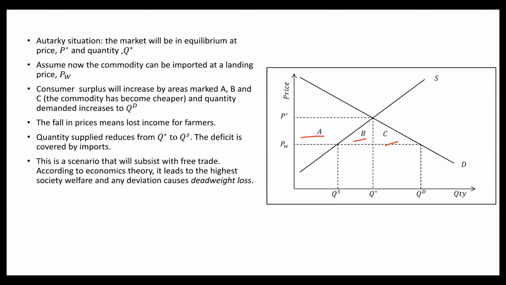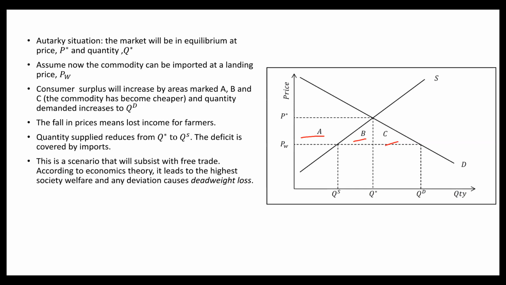So quantity supplied reduces from Q star to QS. These guys have lost income. So what they decide to do now is just reduce supply. So they are reducing supply this time from Q star to QS. Why should they reduce supply? Because they have lost the income. So the deficit is usually covered by imports.